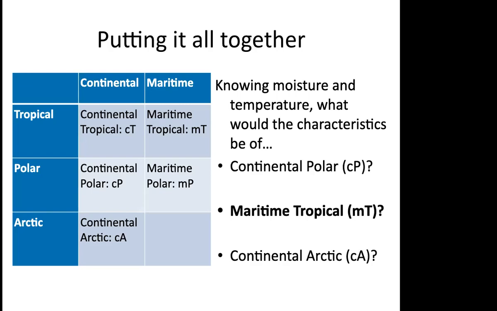So continental polar would be what? Continental means it's what? It's dry. And polar means it's cold. So dry, cold. What about maritime tropical? Moist and warm. Okay, continental Arctic. Dry and very cold. Okay, make sure you know the difference because polar is cold, but Arctic is very cold. Okay?